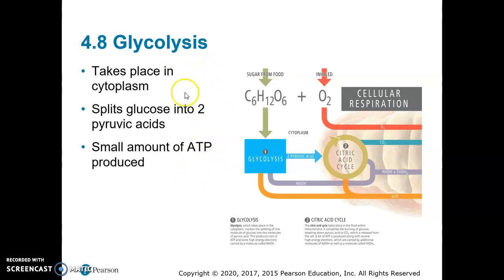Knowing that glycolysis takes place in the cytoplasm, it splits the glucose into 2 pyruvic acids. It does produce a small amount of ATP in doing that, because remember, I'm breaking a chemical bond, and so by breaking that sugar in half, that releases energy. That energy is now turned into ATP. When chemical bonds break, energy is made.